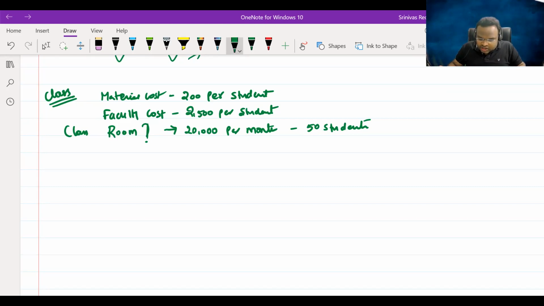Okay, now tell me, the material cost is variable. The faculty cost is variable because it depends upon the number of students. Whereas my classroom rent is fixed. It is a fixed cost. Now, for example, I need to tell what is the fee of that course. Let us assume we are only taking the class of costing. So Srinivas sir is taking classes for CA Inter or CA Final, whatever it may be.